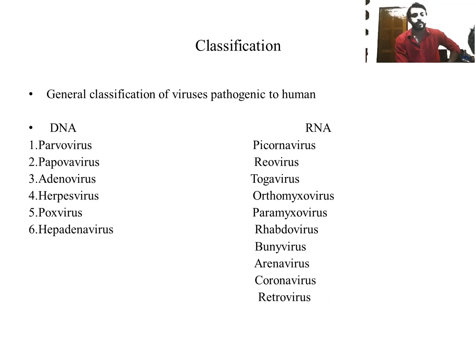Classification. The general classification of viruses pathogenic to humans is into DNA and RNA viruses. Under DNA, it includes parvovirus, papovavirus, adenovirus, herpes virus, pox virus, and hepadnavirus. Under RNA, picornavirus, reovirus, togavirus, orthomyxovirus, paramyxovirus, rhabdovirus, arenavirus, coronavirus, and retrovirus.